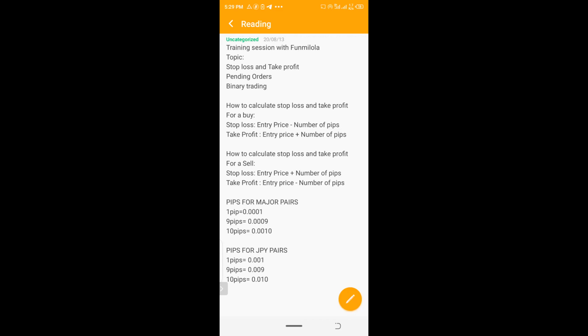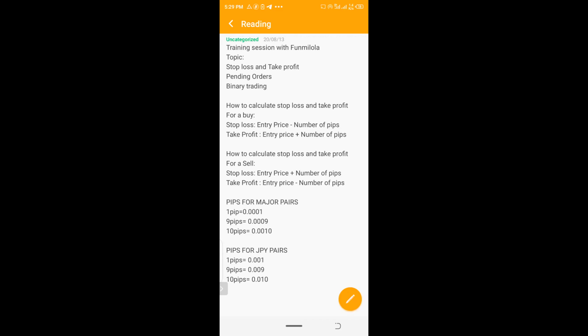So now how do you calculate your take profit and stop loss? We have two things that we do in the foreign exchange market. We buy and we sell. The way you will calculate for a buy position is different from the way you're going to calculate for a sell position.